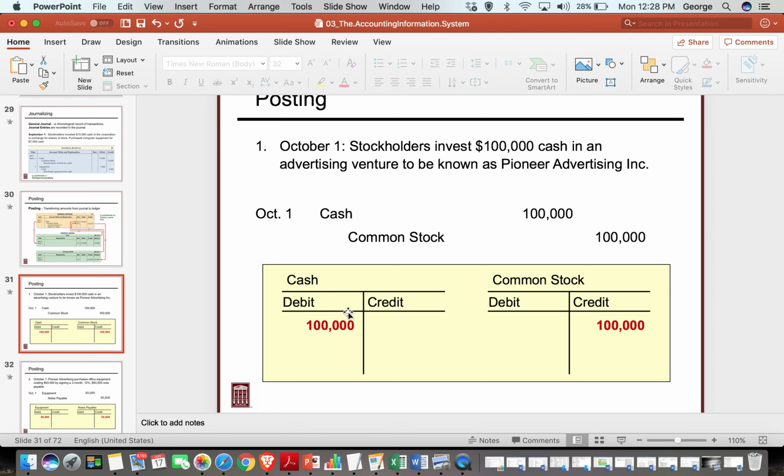This is just showing an overview of the posting to the general ledger accounts. These are T accounts. This is the way that when you make postings on the exam or on the homework, you can use T accounts.